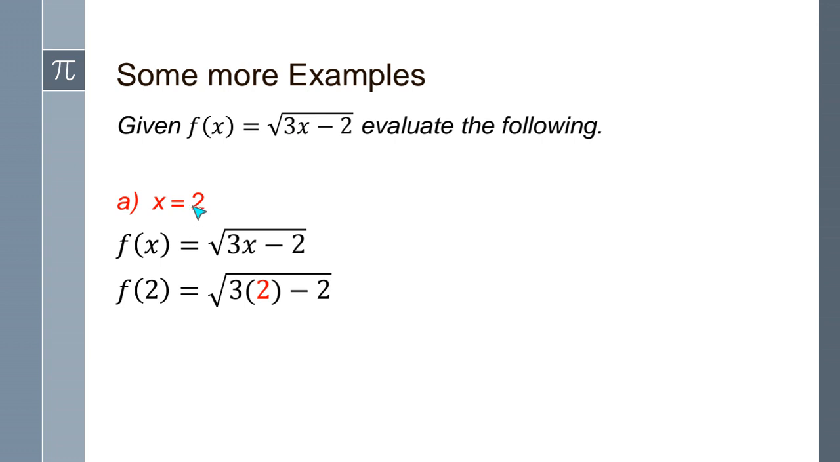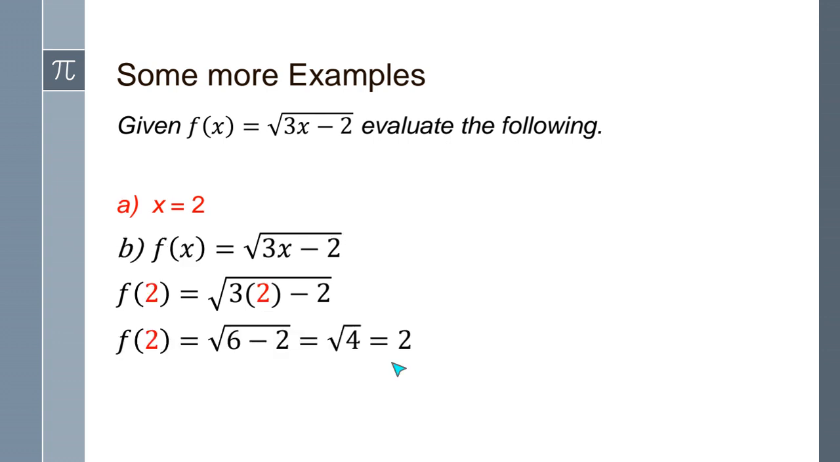Here, since we know that x is 2, we can substitute anywhere we see an x with the number 2. So here I have an x, so I'm going to replace it with the number 2, and then we can simplify. So 3 times 2 is 6, minus 2 is equal to the square root of 4, which will be 2.